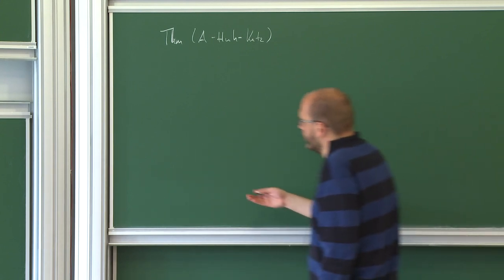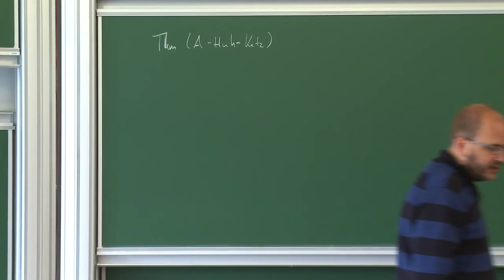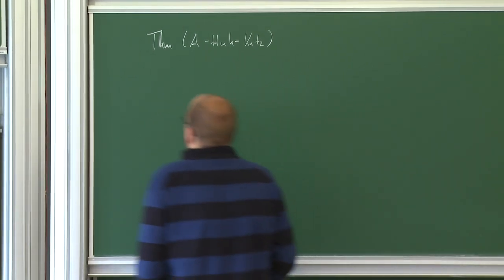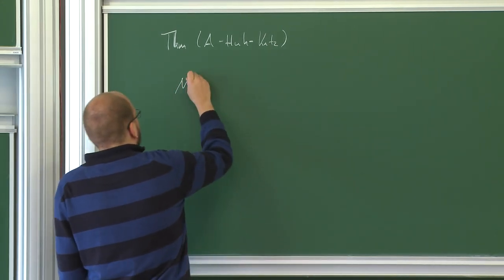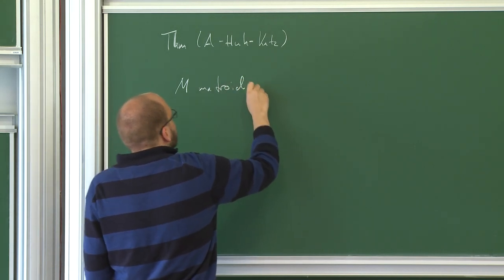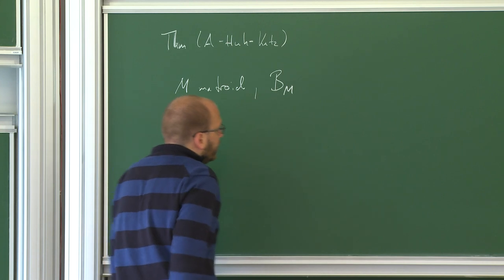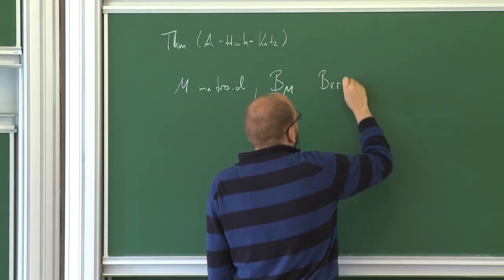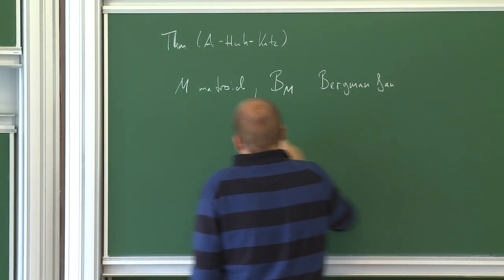I want to just quickly restate the theorem because we left off there last time, and then explain its applications and give an indication of its proof. So we had M, a matroid, and then we had B of M, the associated fan. This is a Bergman fan of the matroid.